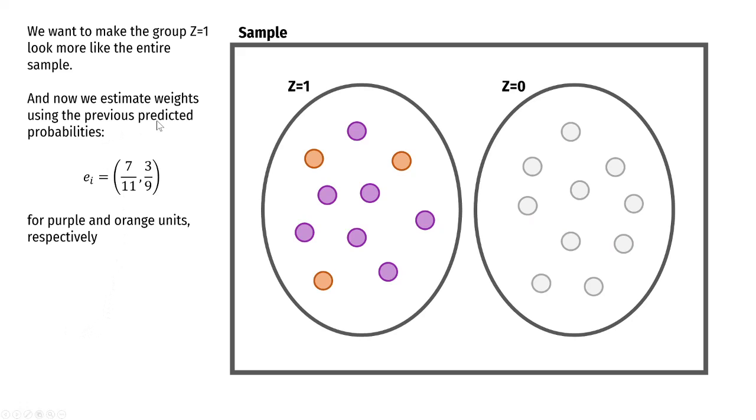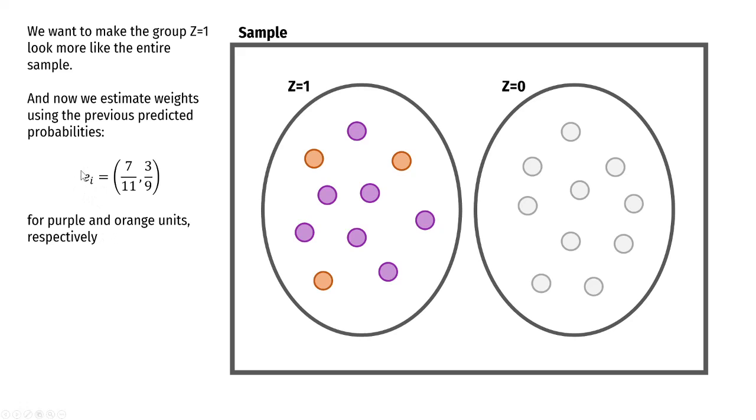So now we're going to estimate the weights using the previous predicted probabilities, okay? So now we're just going to focus again on this respondent group, or z equals 1, and not think too much about the non-respondent group in this case, okay? Remember that we actually don't have outcomes for this group, so we're not going to be using them except for the construction of the weights, which we already did.